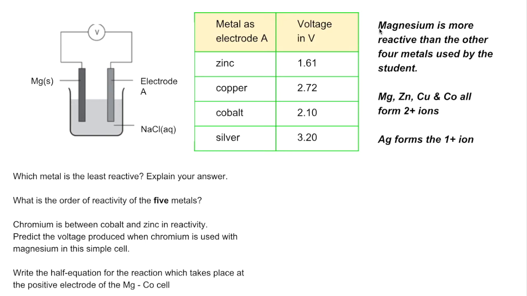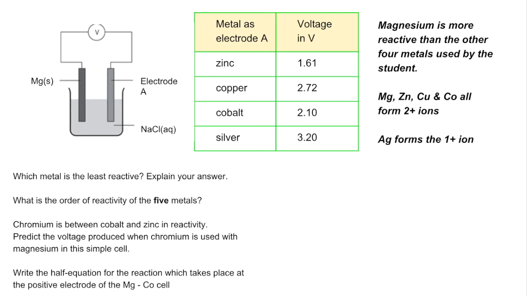Magnesium is the most reactive of all the metals used by the student. Magnesium, zinc, copper and cobalt all form 2+ ions, and silver forms the 1+ ion. So if you want to have a look at the 4 questions down the left hand side there, pause the video and then play on for the answers.